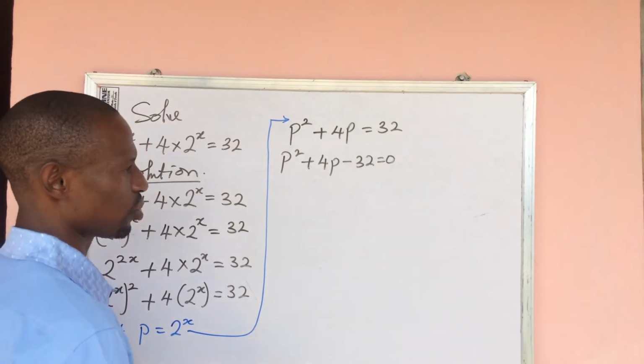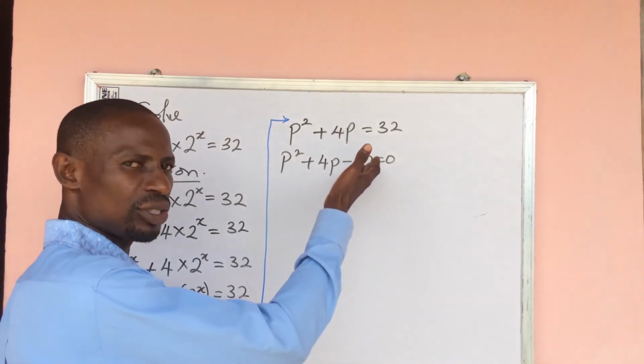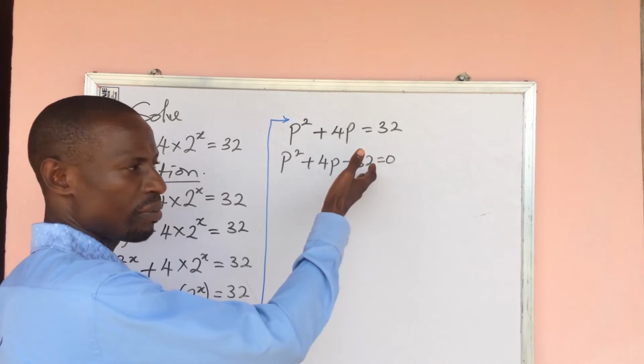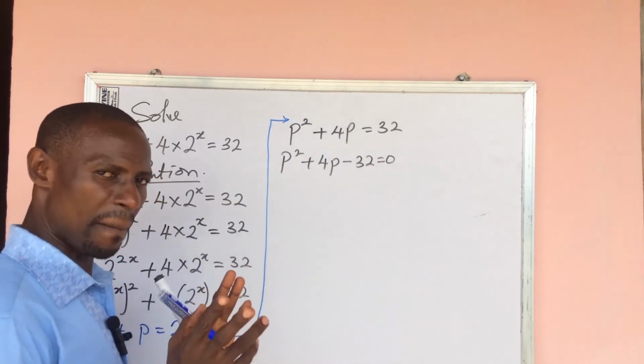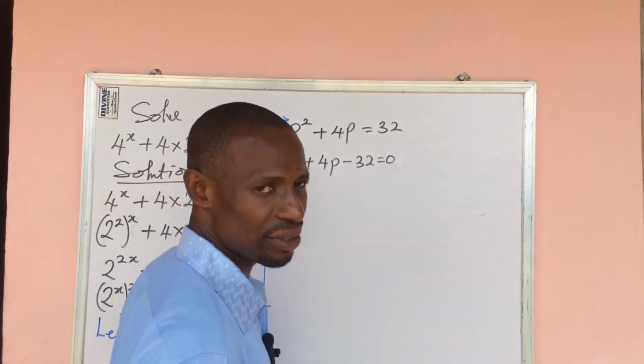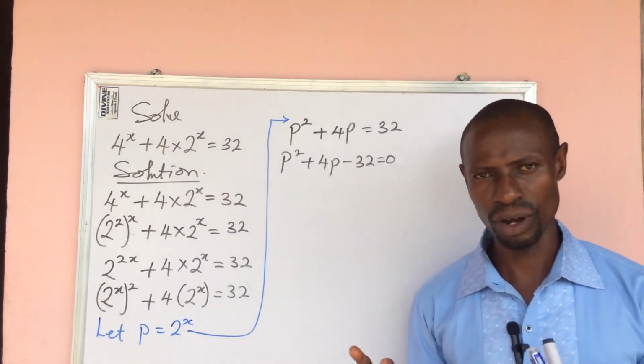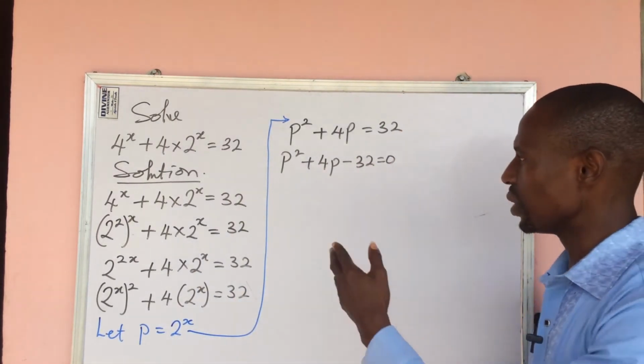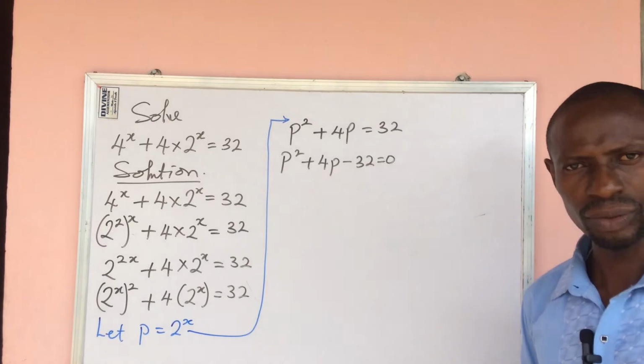Using the factorization method, we have to look for the factors of 32 such that two of them, when multiplied, will give us minus 32, and the addition of the same two factors will give us plus 4. How do we go about that?